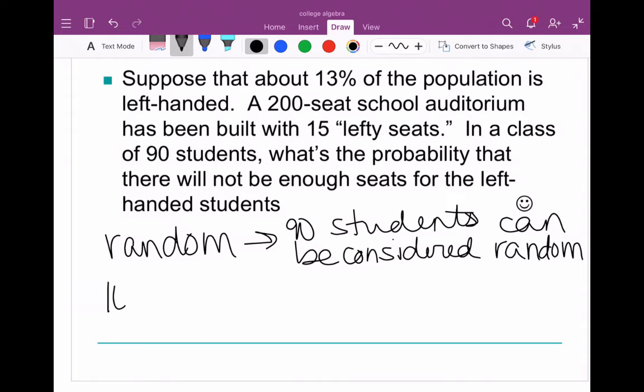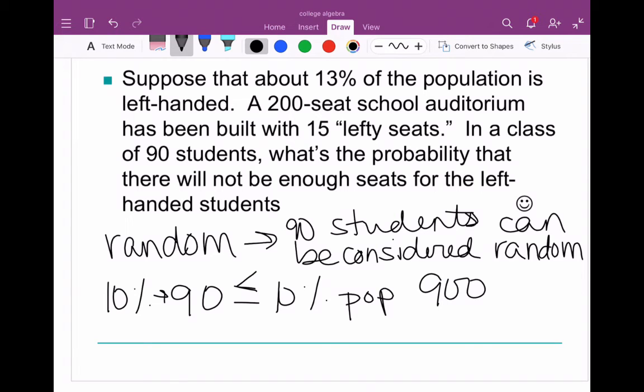And then we have the 10% condition, which means that our 90 students have to be less than or equal to 10% of the population. So in this case, as long as there are more than 900 college students, we'll be okay. And I'm pretty sure that we have more than 900 college students in the US, so that one's fulfilled. And then we have the success-fail condition. Now the success-fail condition tells us that we need to have at least 10 successes and 10 failures.